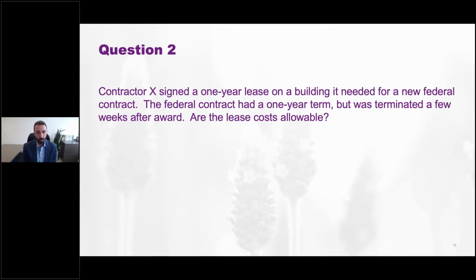The starting point is, did the contractor really need the lease, right? Was this a reasonable cost? Let's say the performance was going to happen in Florida, but the contractor leased a building in California and can't really articulate what that lease was going to do on the contract. All right, well, that might be trouble. But let's assume it was for contract performance in Florida.